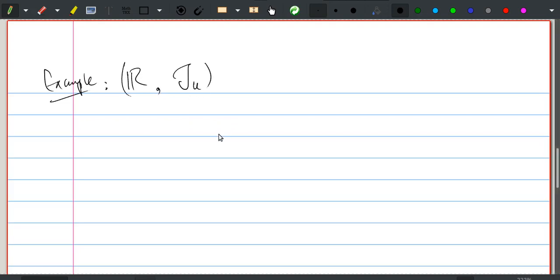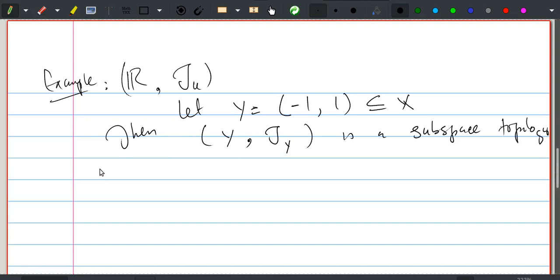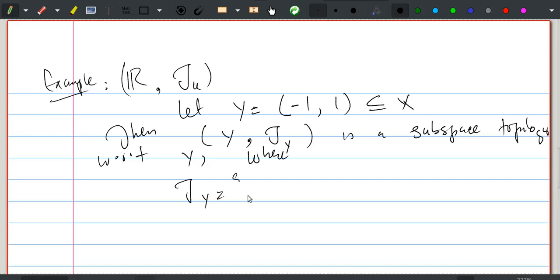So for example, let us take R, equipped with the usual topology T_u. Now let Y be, in this case, an open set, say (-1, 1), which is a subset of X. Then the topology on Y is the subspace topology with respect to Y, where T sub Y consists of the elements of the form U intersection Y, which is (-1, 1), where U is in T_u.